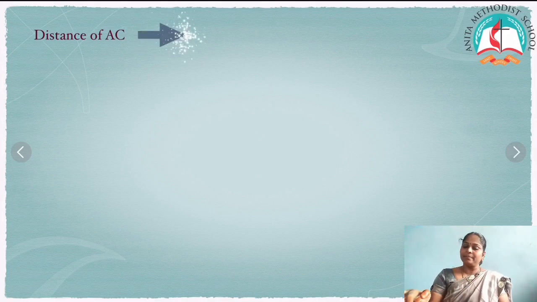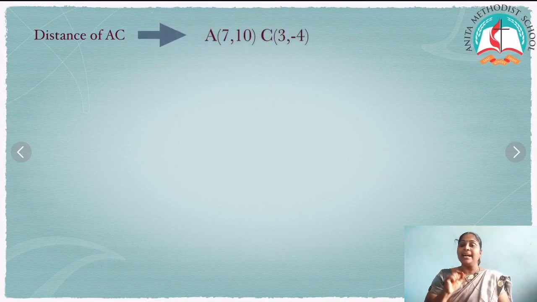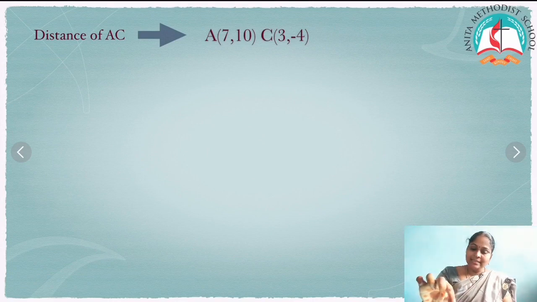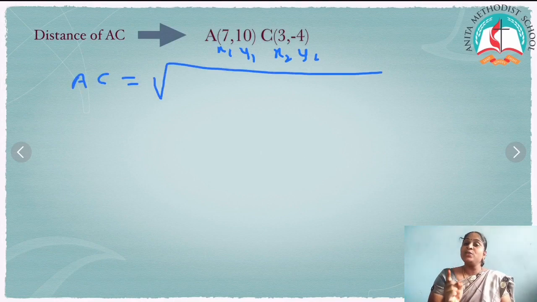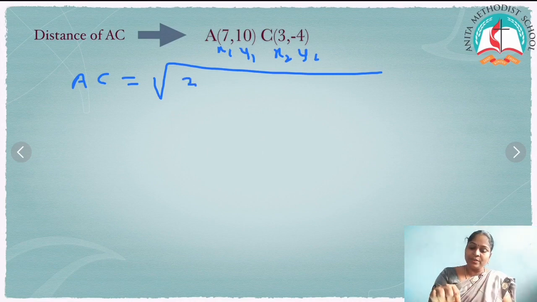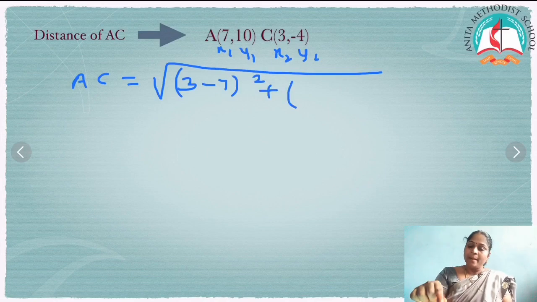106. Next, we are going to find the distance of AC. Here, A is (7, 10) and C is (3, -4). Again, we are going to substitute in the distance formula. This is x1 and y1 and this is x2 and y2. So we get AC equal to the square root of (x2 minus x1)... what is x2? (3 minus 7) the whole square plus, what is y2? (-4 minus 10) the whole square.